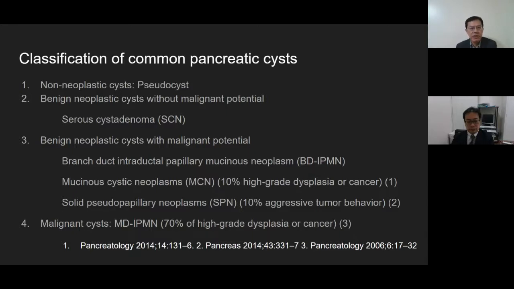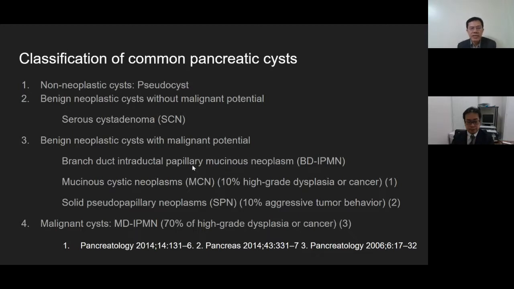The second group is the benign neoplastic cyst without malignant potential. It's not a pseudocyst, but the wall lining the cyst is made of true cells. But for those cells, the chance of developing malignancy is very low. It is a cystadenoma.